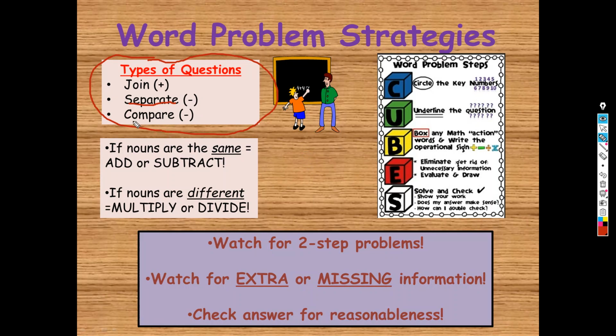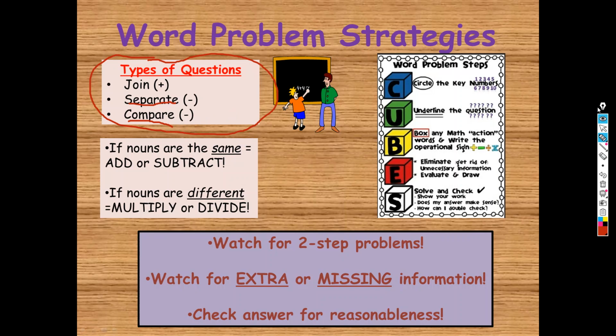Another type is to compare one thing with another. One person has this and another person has this, and they want to see how much more or how much fewer one person or thing has than another. And there you still have to do subtraction to compare.